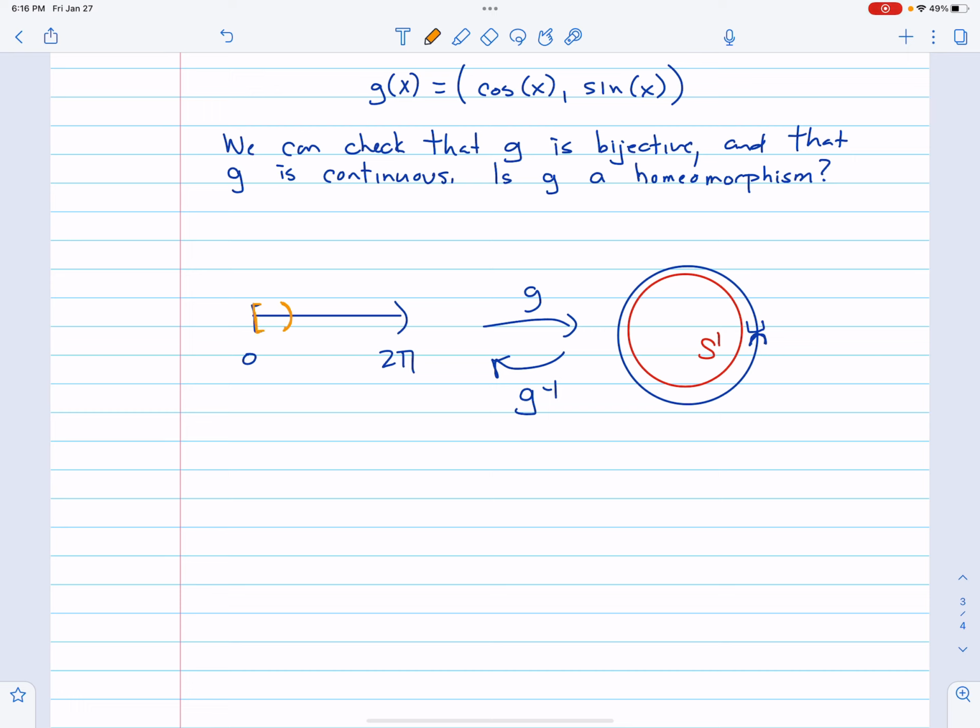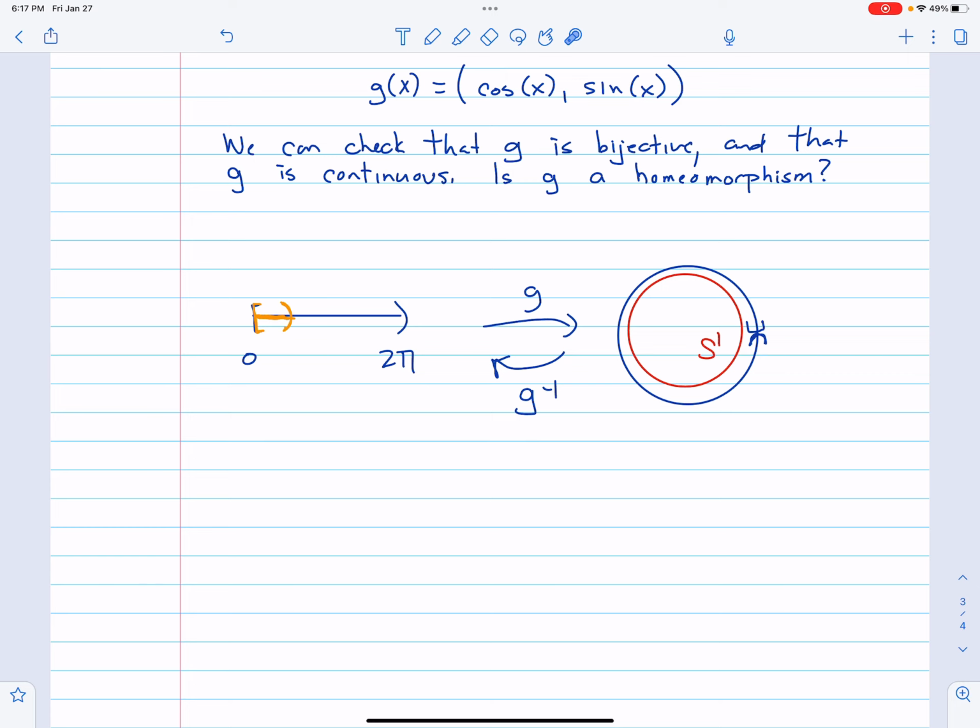It doesn't look like an open set. This is not an open set in the reals. However, this is an open set in the interval from 0 to 2 pi. This is one of these relatively open sets. So it's open in this metric space, even though it doesn't look like it should be, but it is open because it's the intersection of a bigger open set on the reals with this smaller interval.